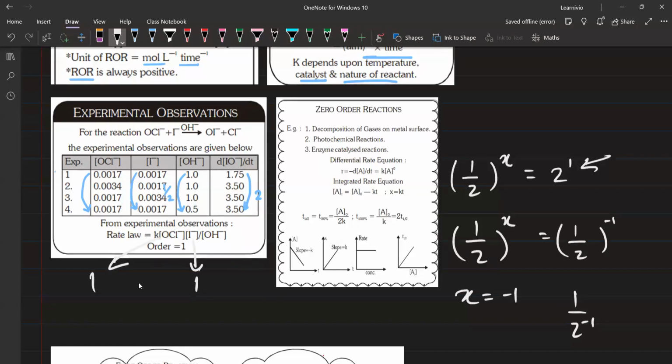So with respect to OCl negative, it was 1. With respect to I negative, it was 1. With respect to OH negative, it is minus 1. So the overall order is going to be 1 plus 1, 2 minus 1, that will be equal to 1. Okay. So you will see some questions like this and you can easily do them.